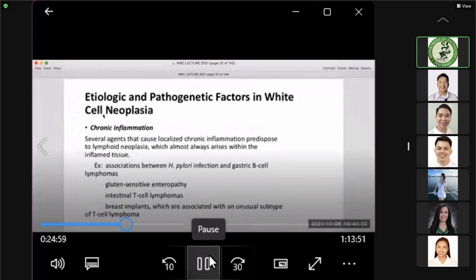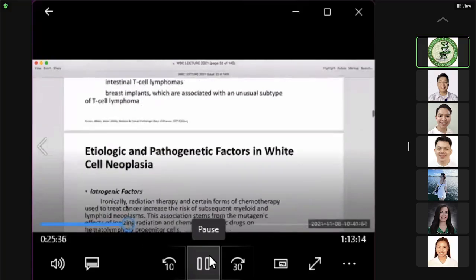Okay. Chronic inflammations are also found to be associated, yung mga localized chronic inflammations. Siguro yung prolonged chronic inflammatory process, like patients having H. pylori infection. This is associated with gastric B-cell lymphoma, and then we have other types of malignancies, T-cell lymphomas. Okay, breast implants can be associated with certain subtypes of T-cell lymphomas.